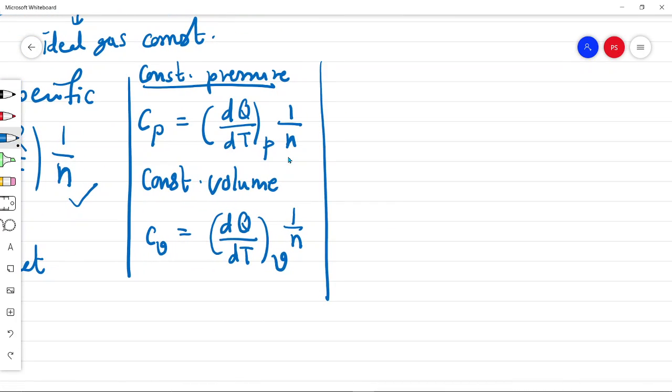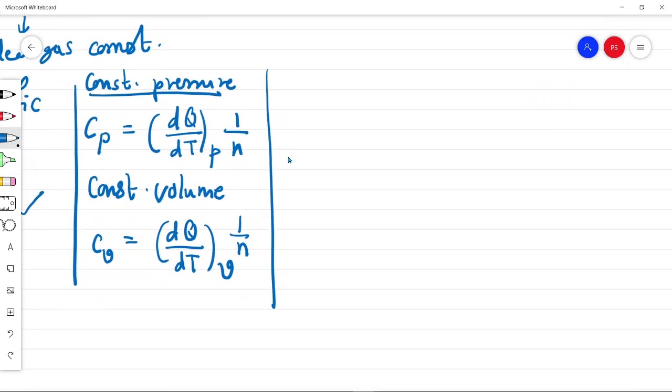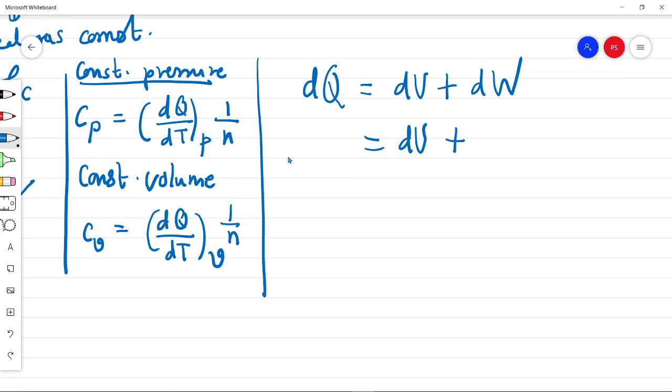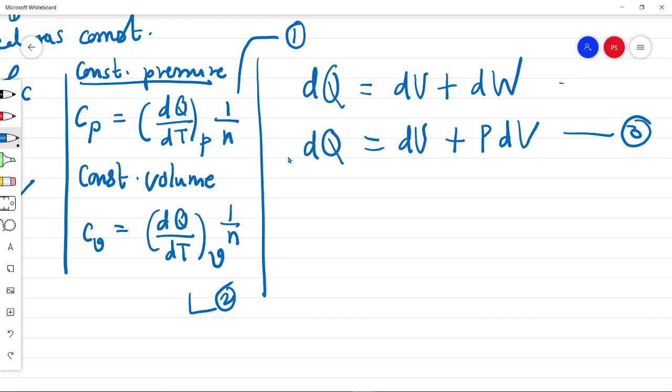Now, once we have defined these values Cp and Cv, let us use the first law of thermodynamics and the definition of mechanical work done and try to derive Mayer's relation. So we will start with the first law, which says that dq is dU plus dW, and we have already derived that dW is PdV. So let us just label these as equations 1, 2 and 3.